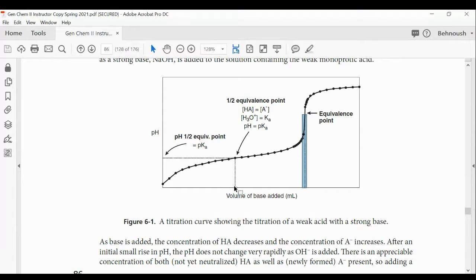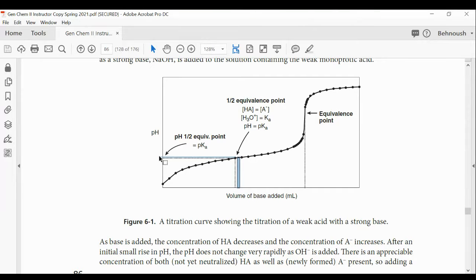Volume of 10, and at that point, 10 would be half the volume of the equivalence. Do you follow me? If the equivalence point happens at 20 milliliters, half of that volume is going to be 10. So you mark the 10 milliliters, then you draw a line to cross the graph, and from there you extrapolate to get to the pH.